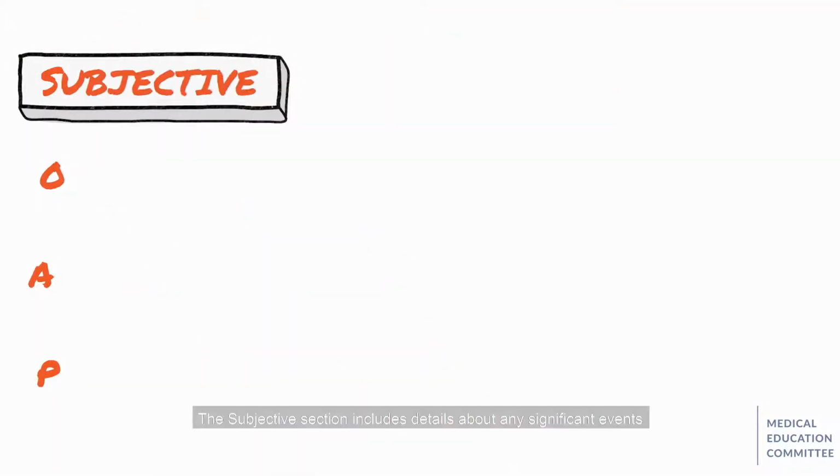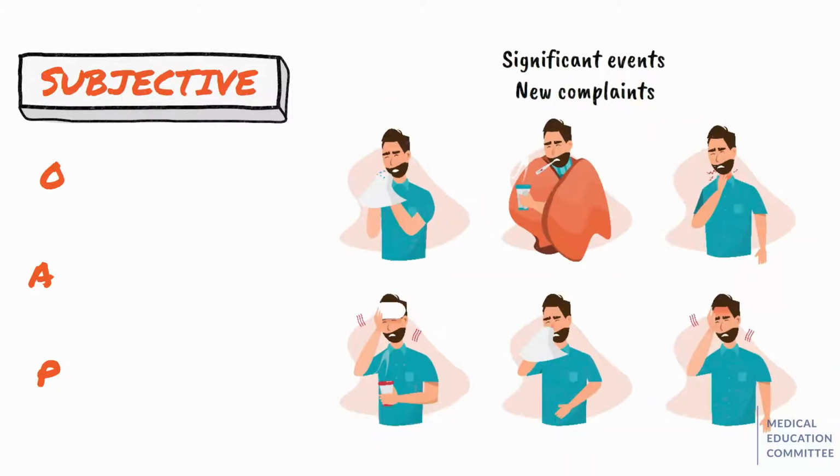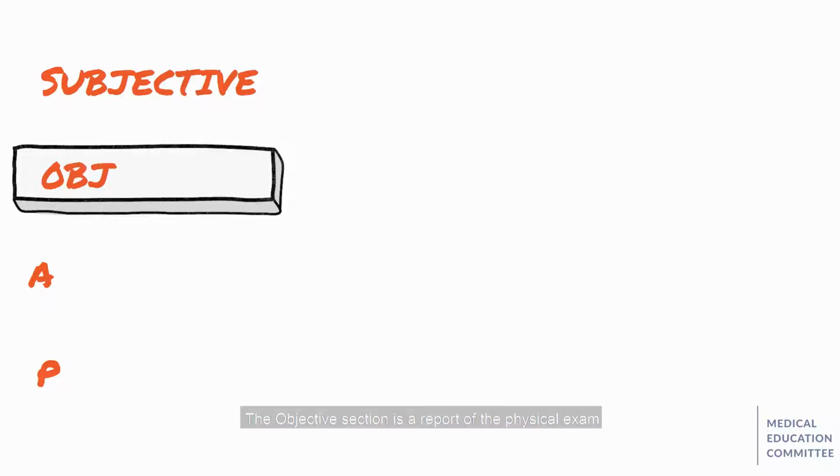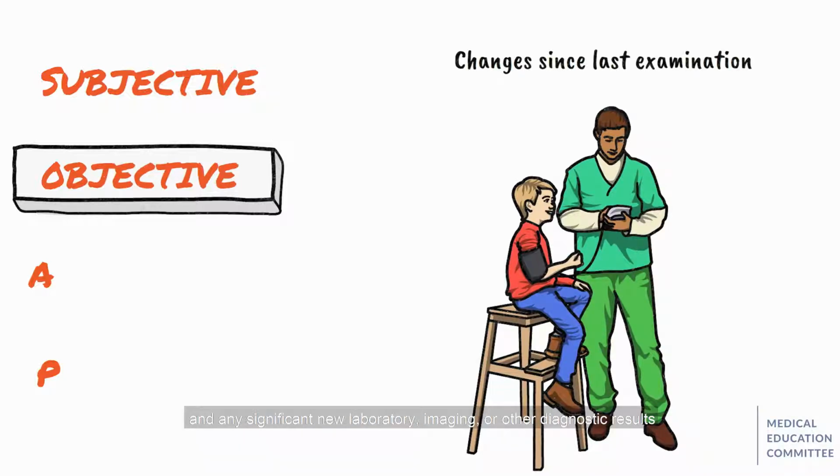The subjective section includes details about any significant events and any new complaints the patient has. The objective section is a report of the physical exam, focusing on any changes since the last examination and any significant new laboratory, imaging, or other diagnostic results.